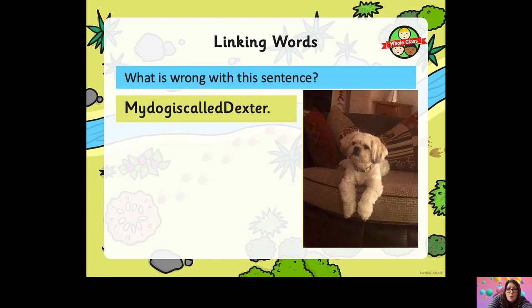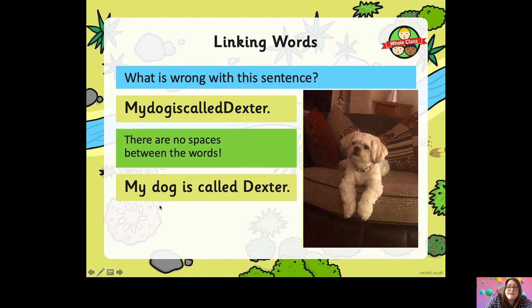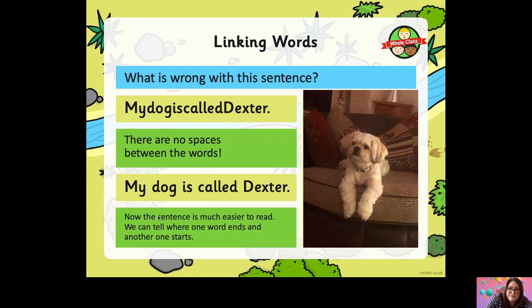Now let's have a think. What is wrong with this sentence? I'm finding it very difficult to read at the moment. I wonder why that is. That's because there are no spaces between the words. It should say, my dog is called Dexter, and that's my dog right there. Now the sentence is much easier to read. We can tell where one word ends and another one starts.